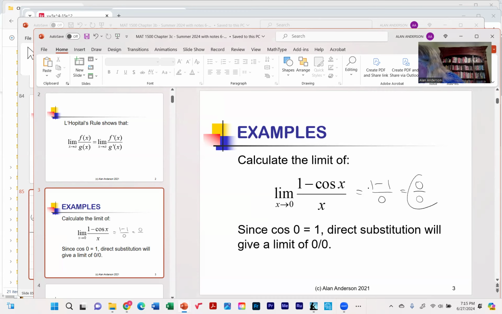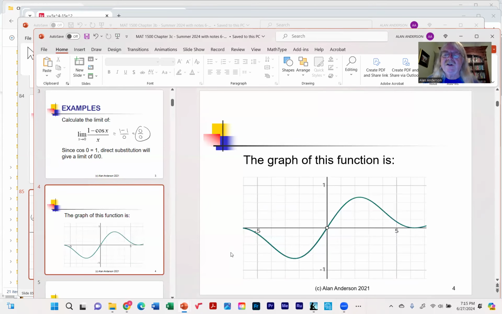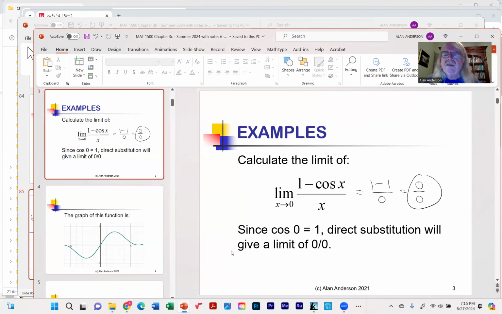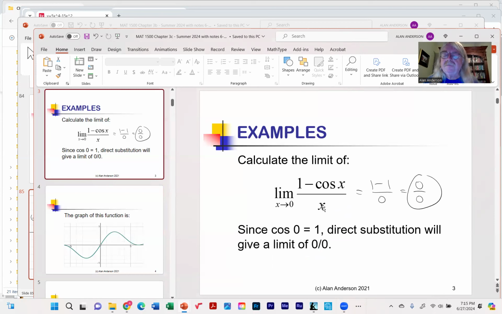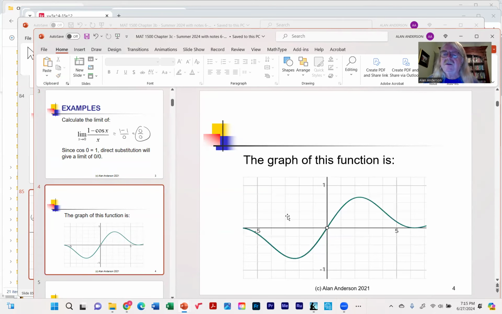Okay, so that means when you substitute, oh boy, here we go, 0 over 0. So that means L'Hopital's rule. And yeah, here's the function. You can see what's going on here. And you notice there's a hole in there. Yes, of course, there has to be a hole because x can't be 0. The domain cannot include 0. So the question is, what is the limit as we approach this point from either side?